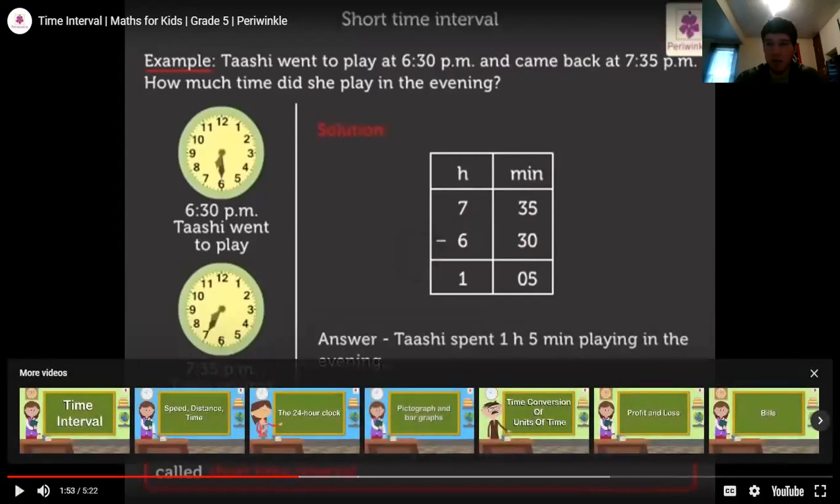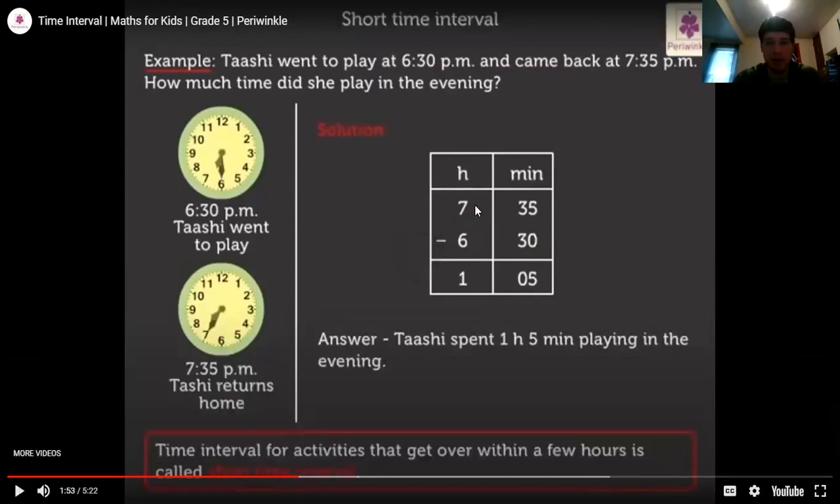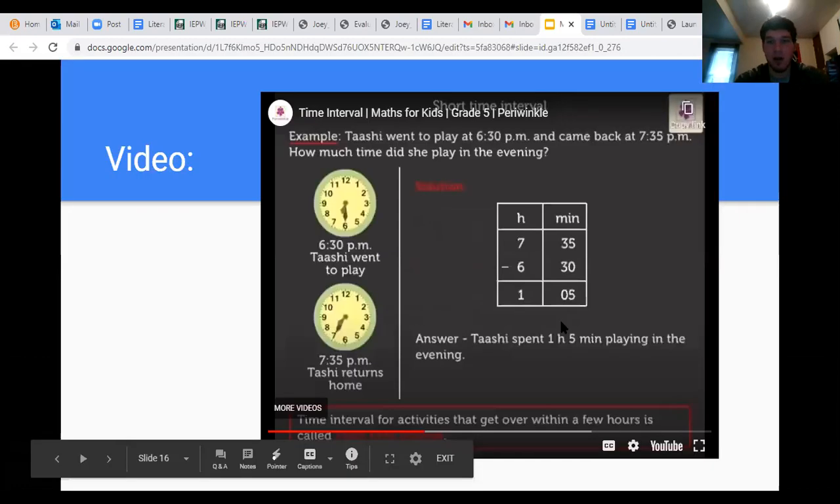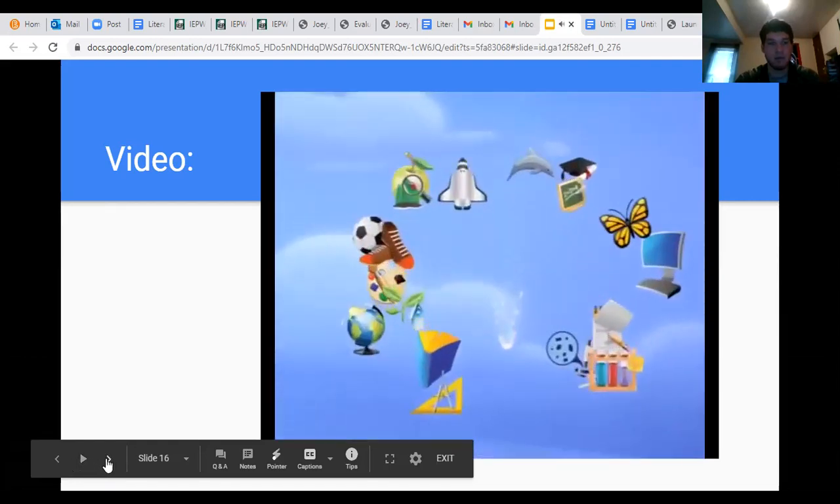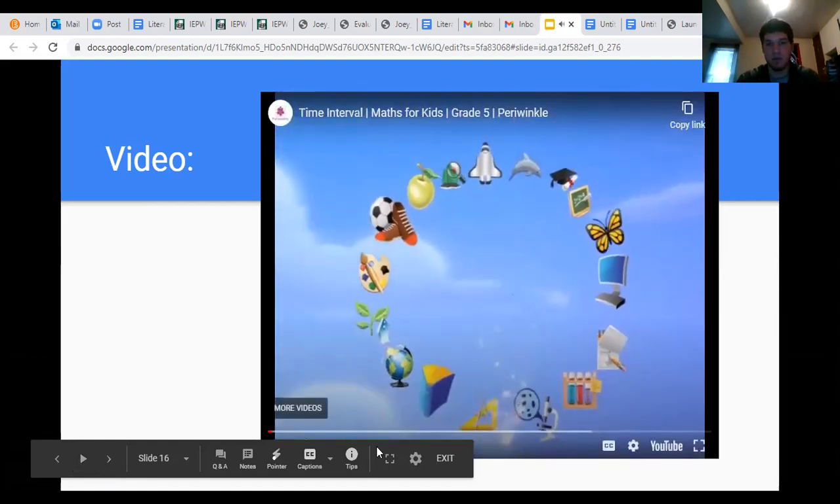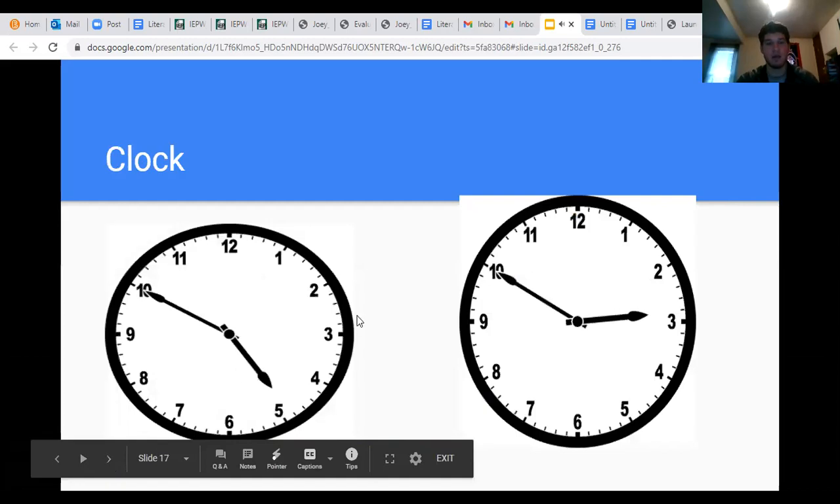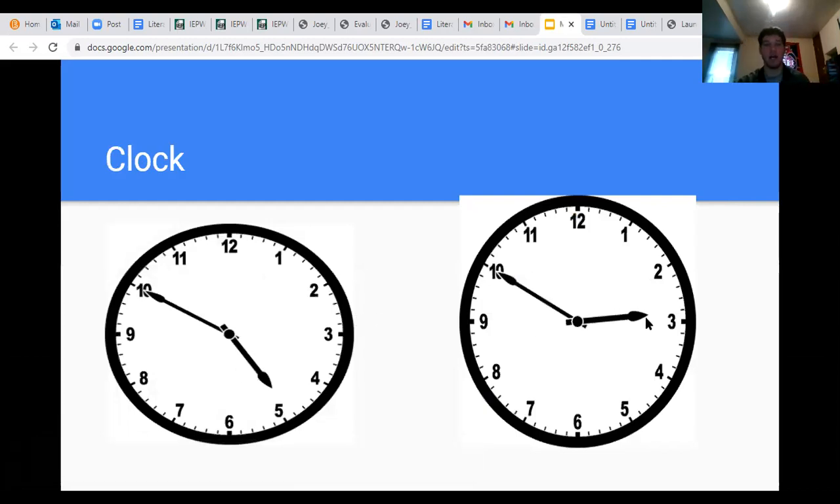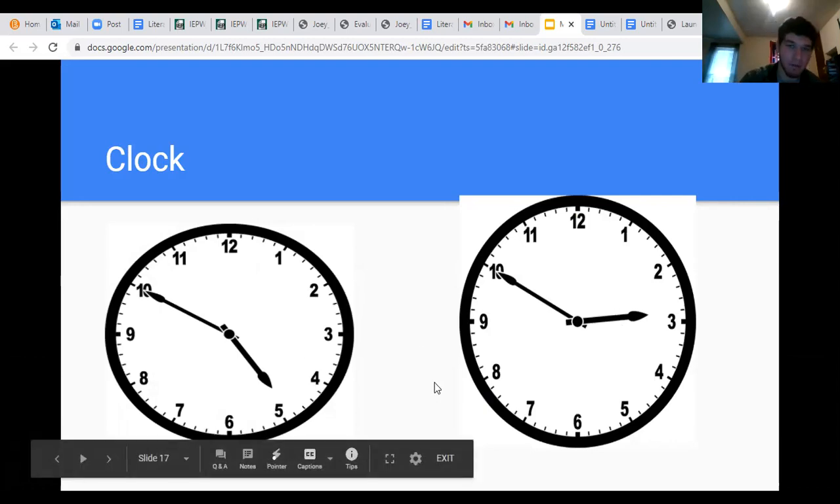Okay, class. So now we just learned about time intervals and how we did it. Now we're going to be solving problems for ourselves and working together to complete some of the problems. Okay, class. Now you see 2 clocks. So now I want you to pause the video once again and try to find the time for both clocks.